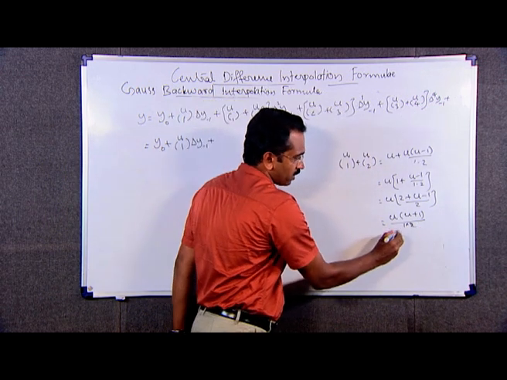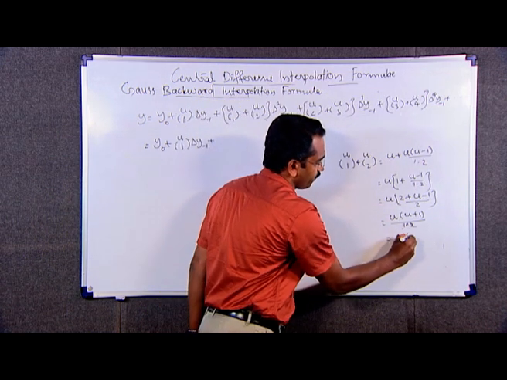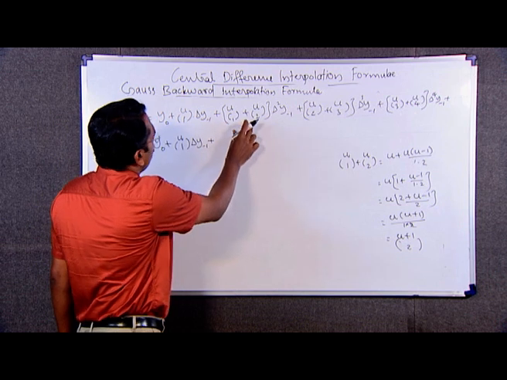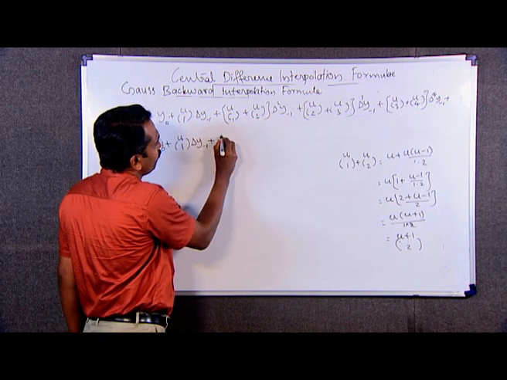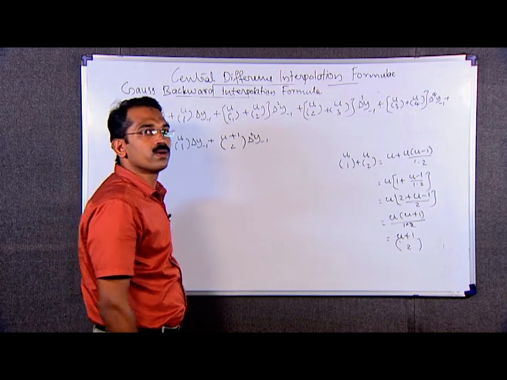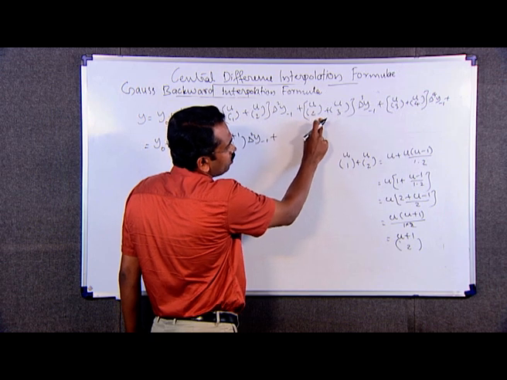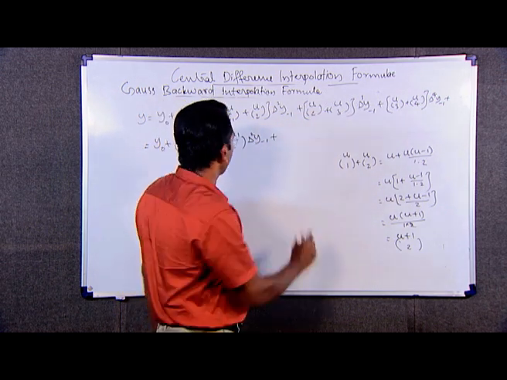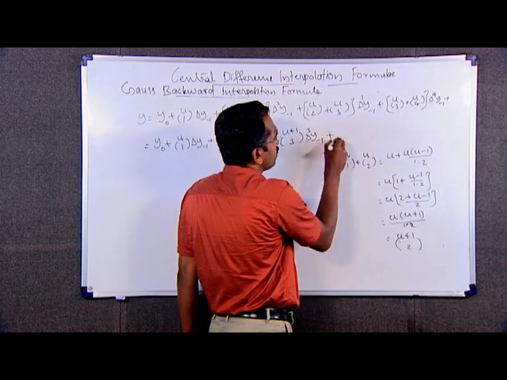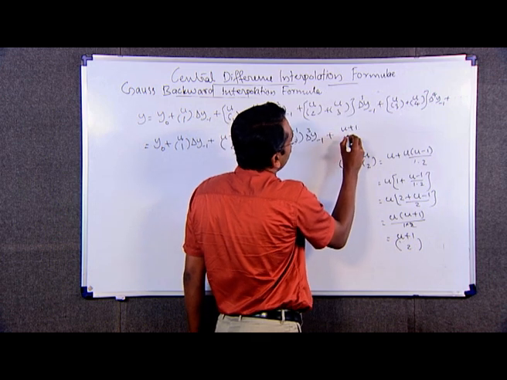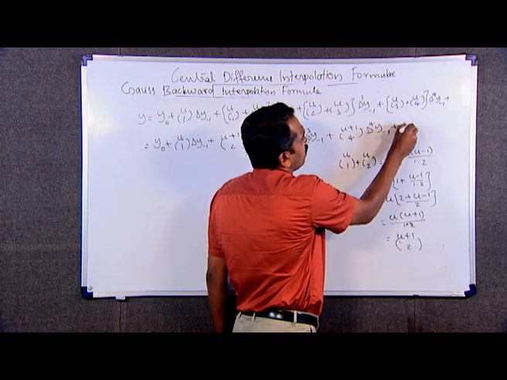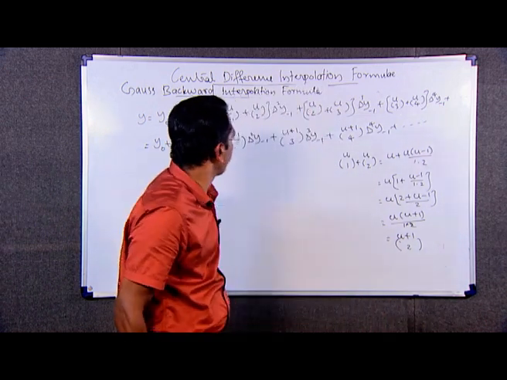This is equal to, we can write this as U plus 1 C2, that is UC1 plus UC2 means U plus 1 C2. Therefore, we can write here U plus 1 C2 into delta square y minus 1, plus, similarly we can write UC2 plus UC3 means U plus 1 C3 into delta cube y minus 1, plus this sum can be expressed as U plus 1 C4 into delta raised to 4 y minus 1, plus etc.